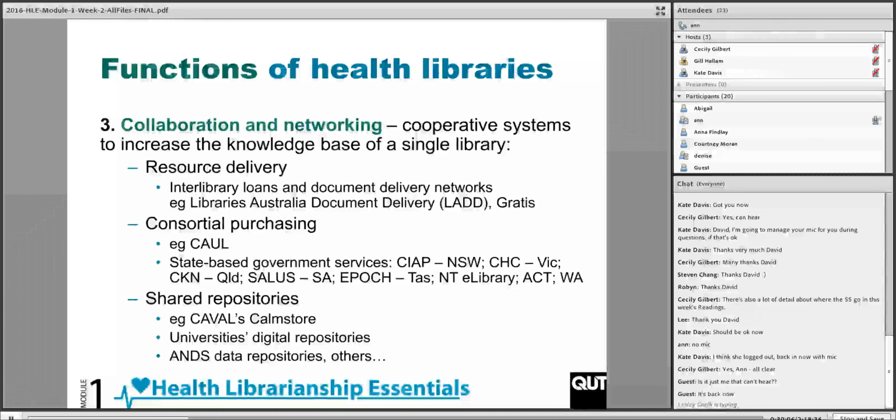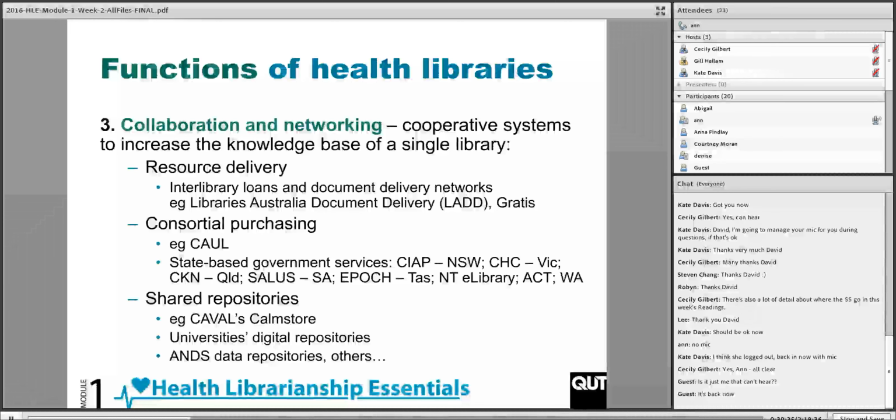resources. In the health area particularly, there are networks we use through Libraries Australia, document delivery networks and the Gratis network, which are extremely well used and allow us to enlarge our knowledge base enormously. But they are cooperative arrangements, and it's important that people actually give and take in those cooperative arrangements.